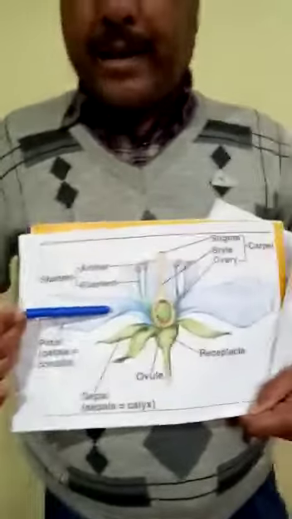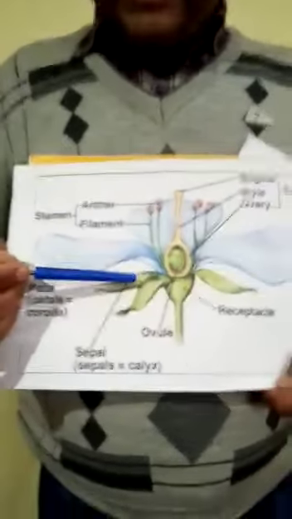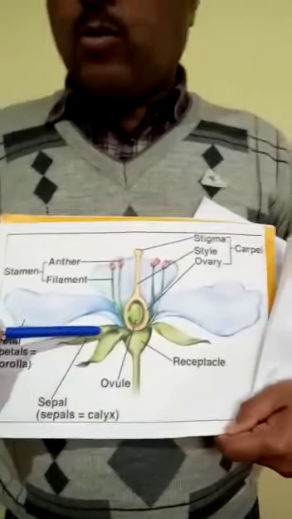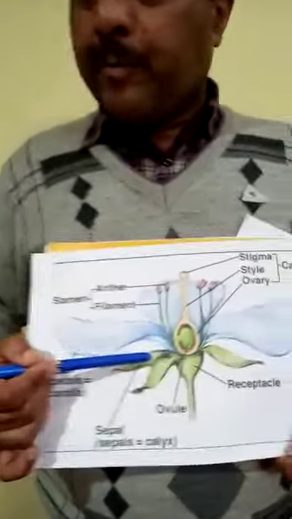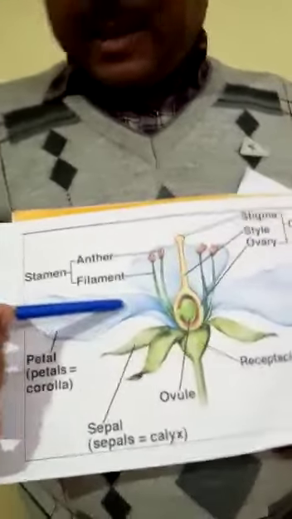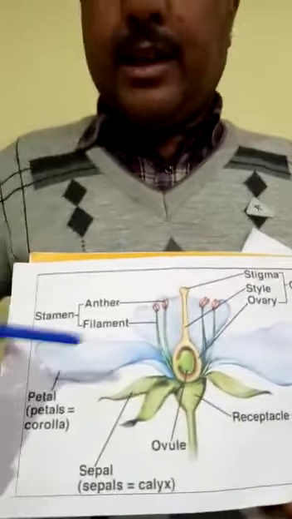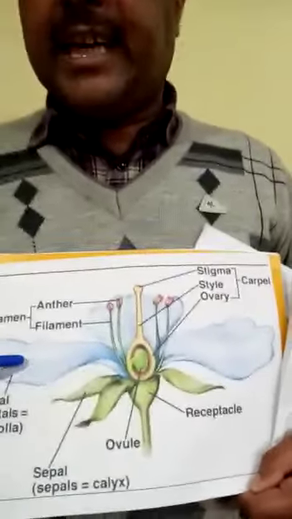The calyx is almost green in color and protective in function. The petals are bright colored and showy, and they attract insects for pollination. These are the two non-essential layers. Then come the essential whorls of the flower.